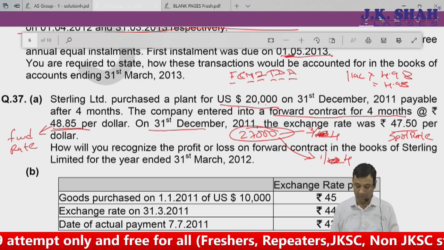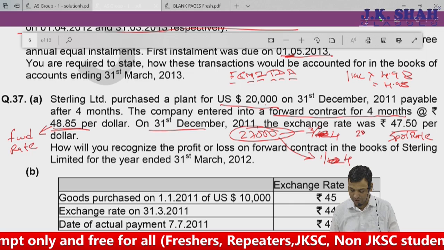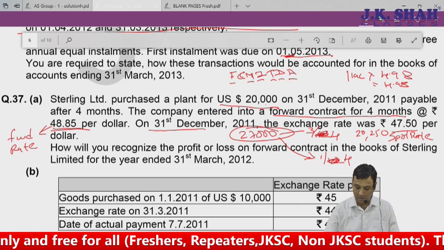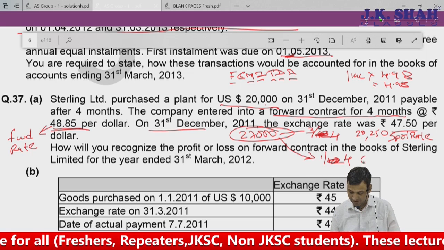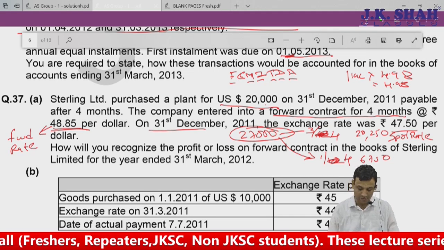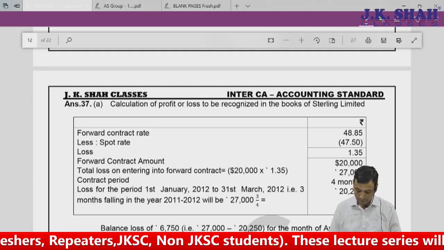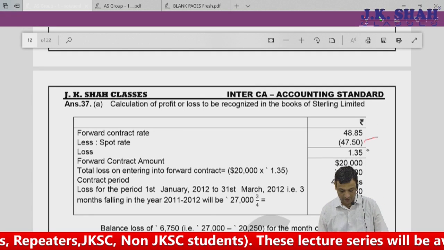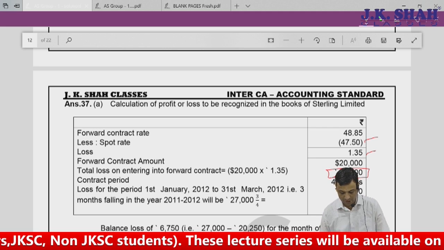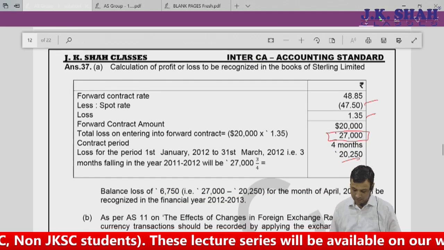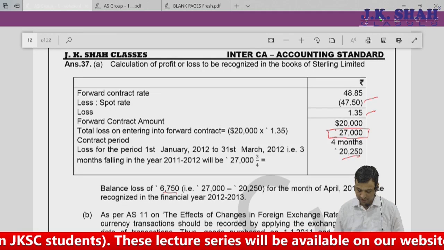The amount of forward premium which will be debited in the current year is 20,250, and the amount of forward premium which will be debited in the next year is 6,750. So this is our answer here. You can just go through it. Forward rate, spot rate, so 1.35. Your total is 27,000 for 4 months, 20,250 in the current year. The balance will be in the next financial year, 6,750.